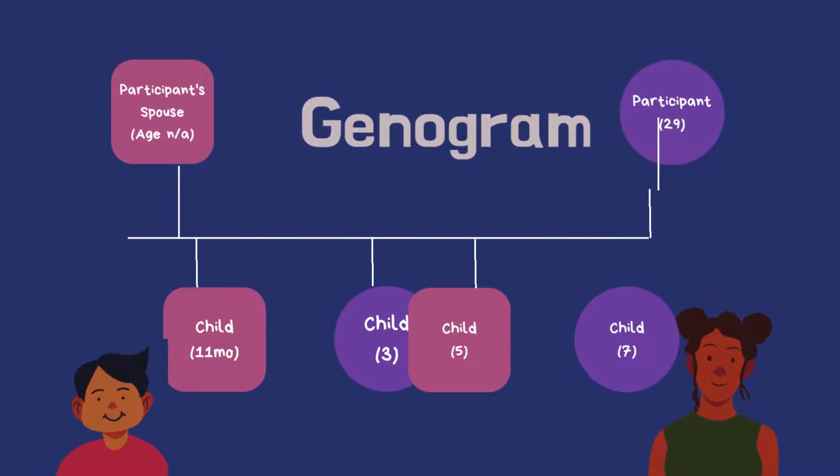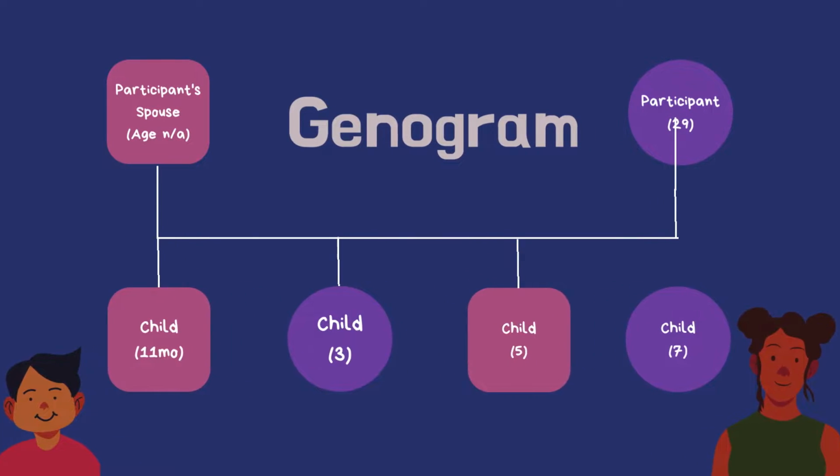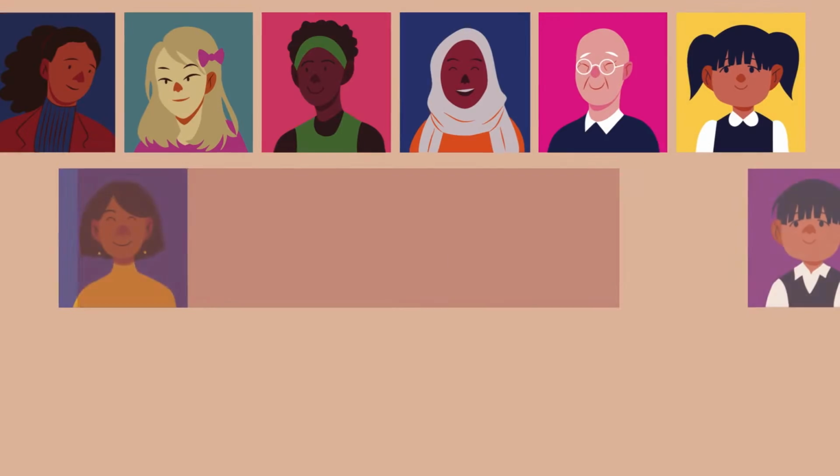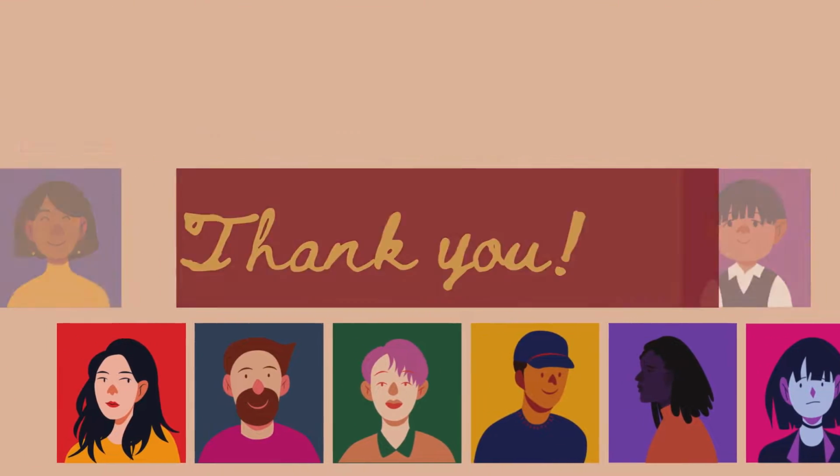And here is my genogram. So very typical. Here's the participant's spouse. I don't have his age, but here are all her children. A line is missing on the right, but it is her kid. So those are the kids. So that's the basis of my client overview.